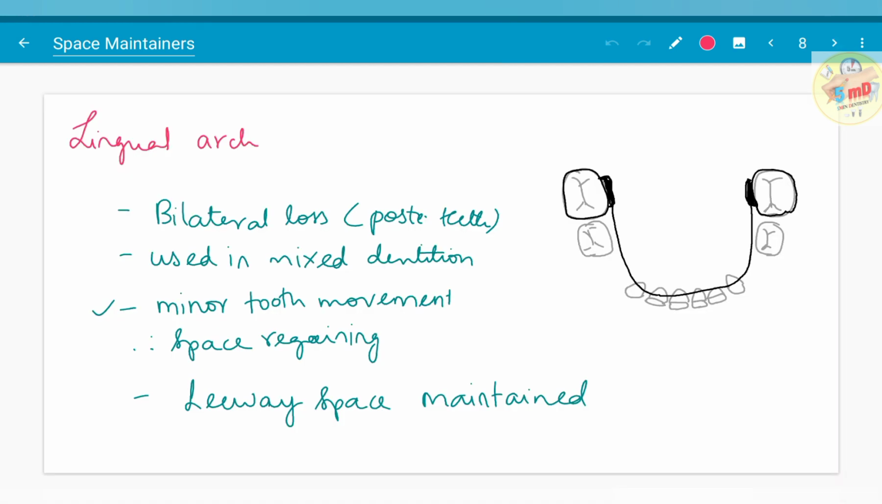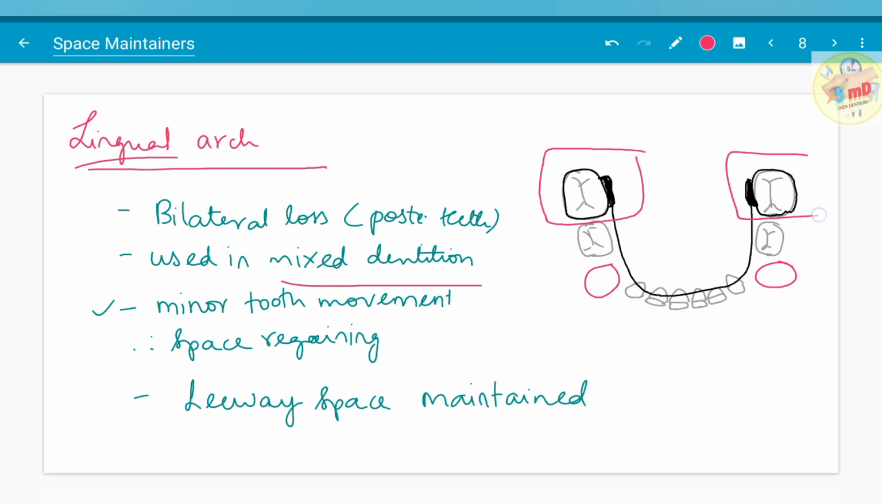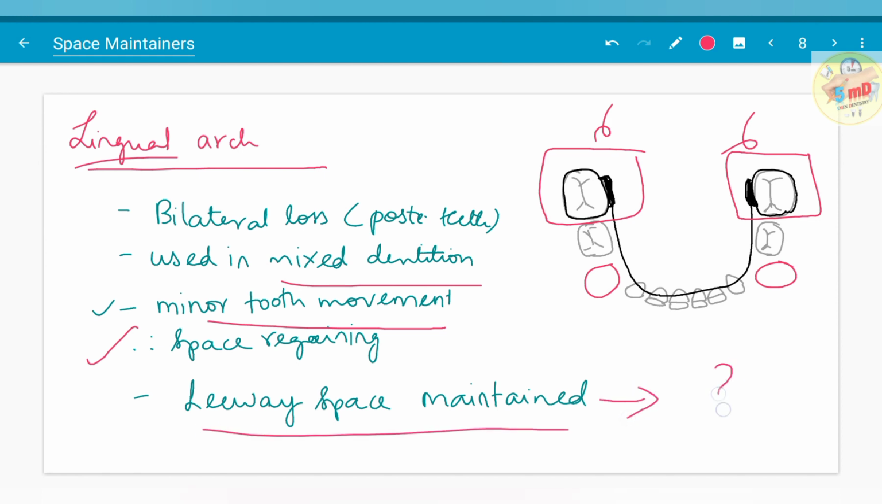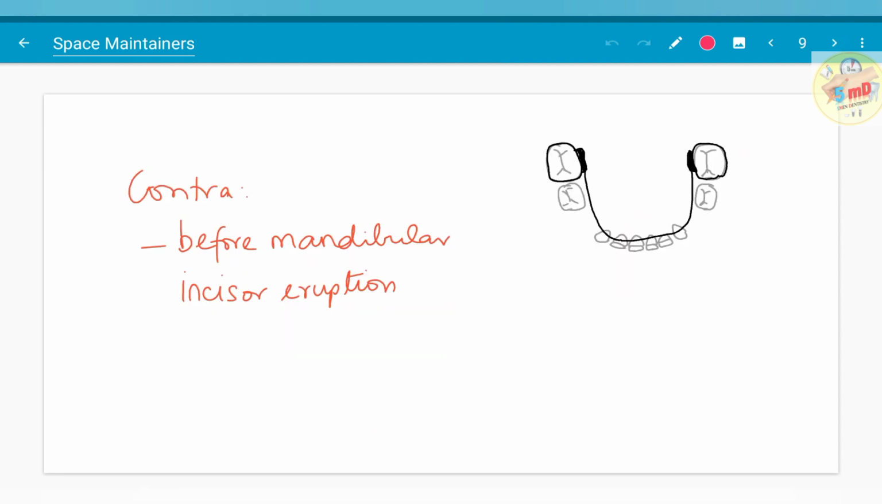The second form of space maintainer is the lingual arch. As you could see from the name, it is used in the mandibular arch when there is bilateral loss of posterior teeth, and it is used in mixed dentition. As you could see from the picture, the support is taken from the permanent first molar, that is 6, and minor tooth movement is possible in this appliance. Therefore, space regaining is also achieved here. Leeway space is maintained. Do you have a doubt of what is leeway space? Comment below. I will make a short video on that.